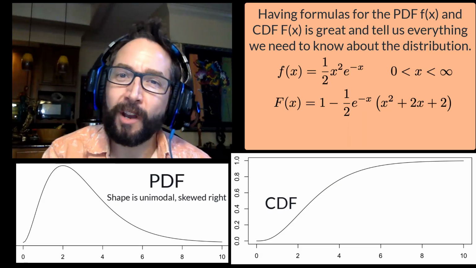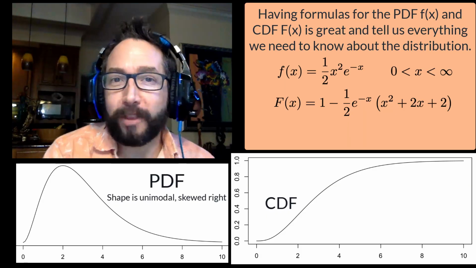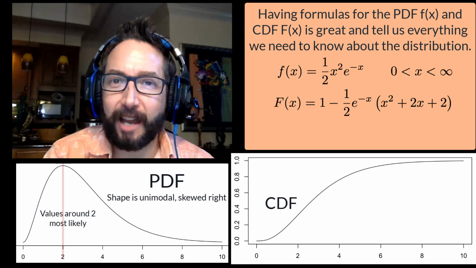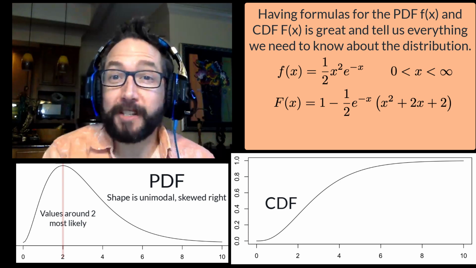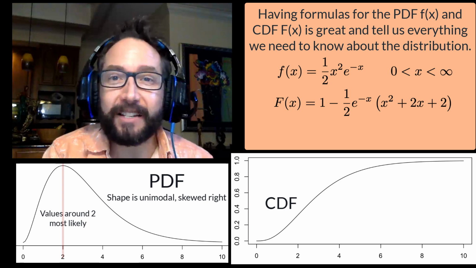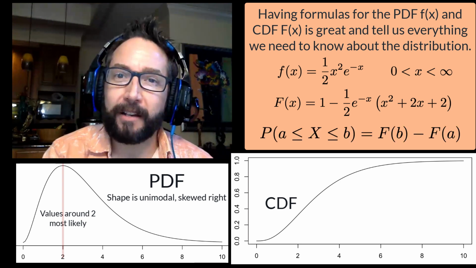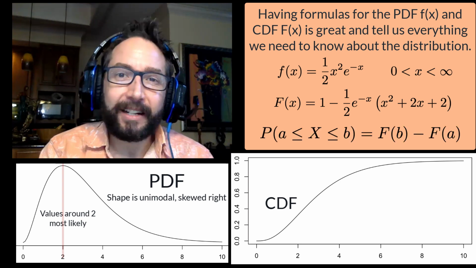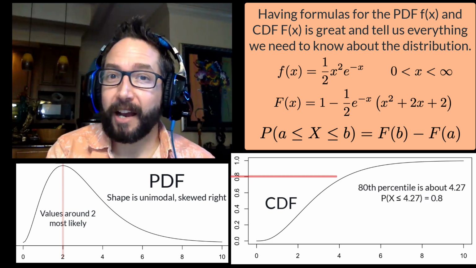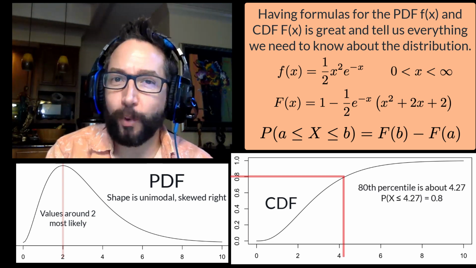Having the formula for the PDF, little f of x, is great because we can see the shape of the distribution, we can see approximately what the more likely types of values are and the less likely types of values are. And having the formula for the CDF, capital F, is fantastic as well because it allows us to streamline our probability calculations and it allows us to answer questions about percentiles or quantiles of the distribution as well.